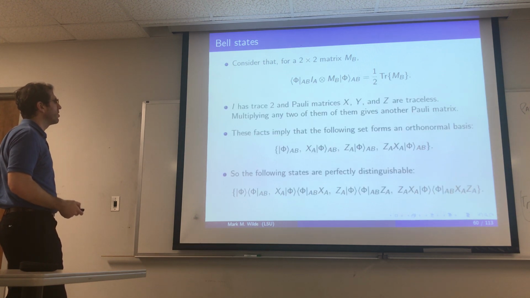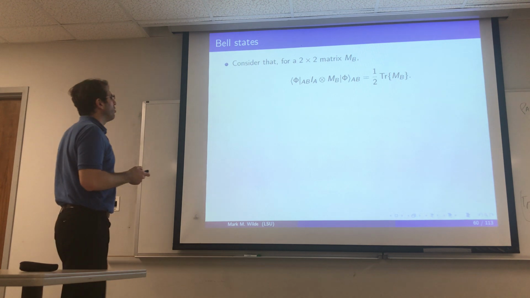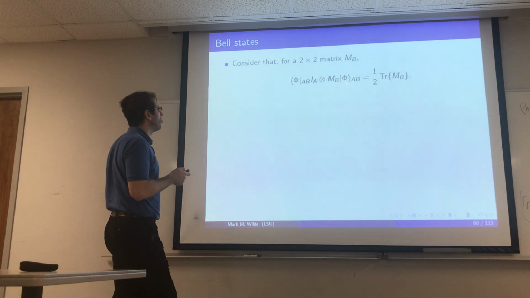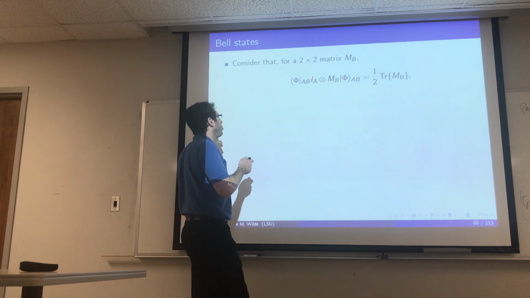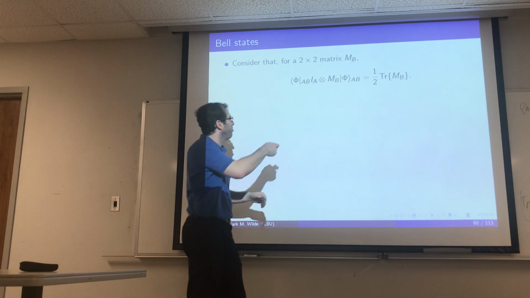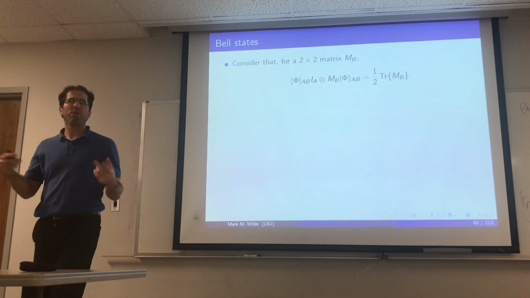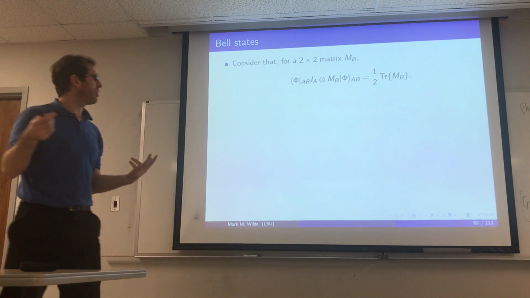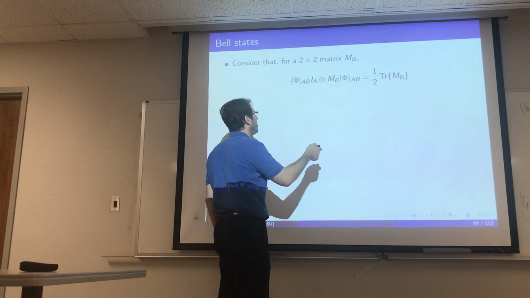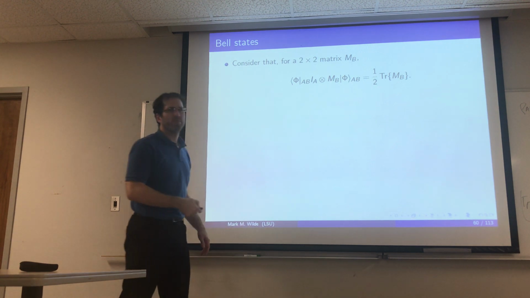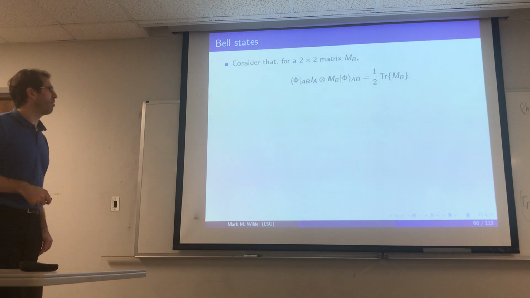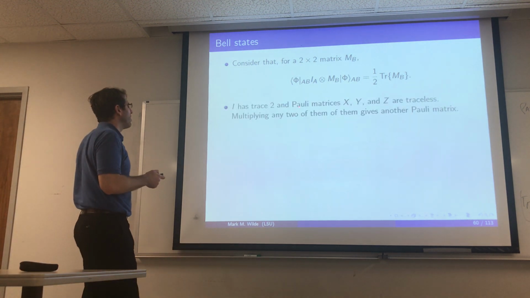Why am I talking about this? These are the Bell states. One thing you can prove is that if you take the identity on one system, tensored with an arbitrary matrix on the other system, and you sandwich that by the maximally entangled state, you do this calculation, it collapses to half the trace of this operator M. Okay? So that's somehow a useful property. It's a mathematical property, but it's useful.